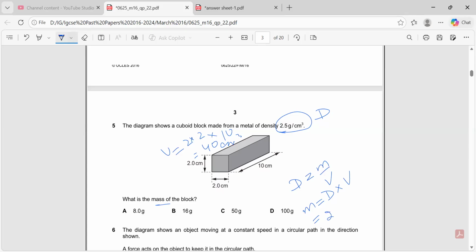Density is 2.5. Volume is 40. As we will simplify it, it will become 100 grams. So correct answer is D.